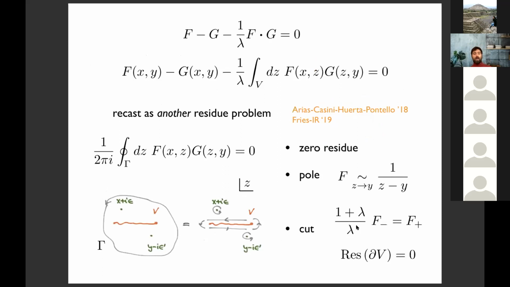Now there's a trick that works very nicely to solve this equation. I'm rewriting it here explicitly. This is literally what this equation means. You have a function of two variables that you want to find. You have this correlator, and then you have this convolution of these two functions. This has to be equal to 0. So the trick is to recast this integral equation as yet another residue problem in another complex plane, which has nothing to do with the contour integral that we were talking about a second ago. And this was the strategy that we used.